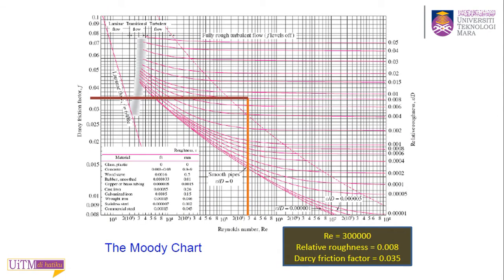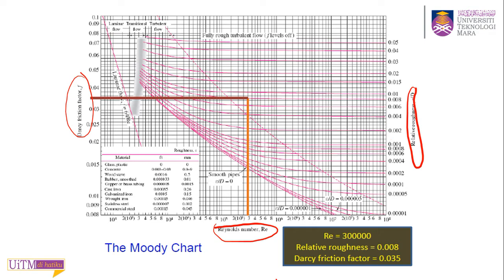This is the Moody chart. This chart will help us to find the Darcy friction factor. Okay, there are three axes. One is the Darcy friction factor f that we want to calculate. The second axis is your Reynolds number, which you calculate from the equation. Another axis is the relative roughness. This is from your material, given the material, you can find the relative roughness divided by the diameter of the pipe.